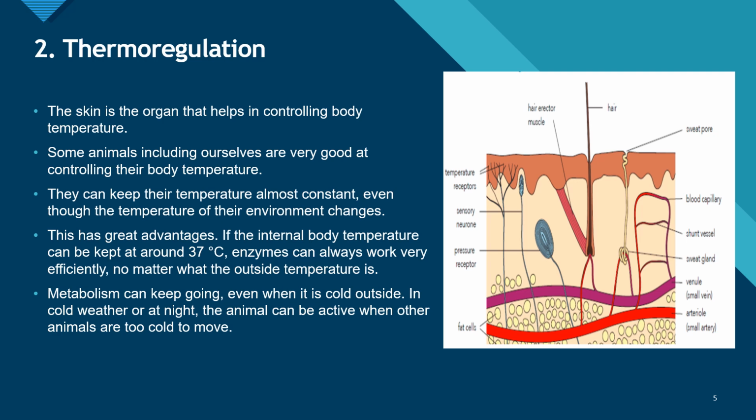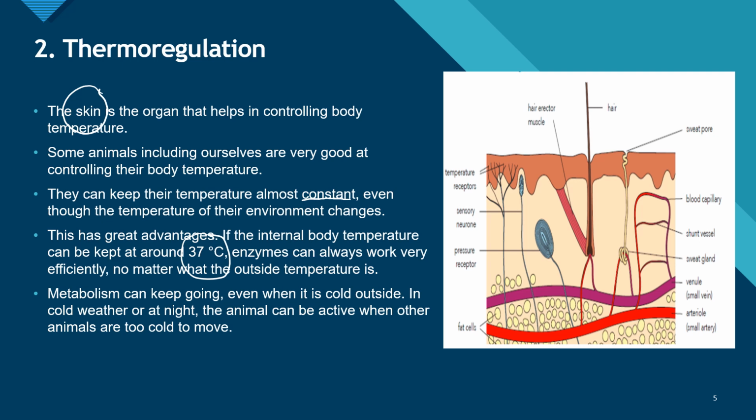So in thermoregulation, the skin is the organ that helps in controlling body temperature. Some animals, including ourselves, are very good at controlling their body temperature. They can keep their temperature almost constant, even though the temperature of the environment changes. This has great advantages. If the internal body temperature can be kept at around 37 degrees Celsius, enzymes can work very effectively, because 37 degrees Celsius is like the optimum temperature for enzymes in the body to work very effectively. Metabolism can keep going even when it's cold outside.